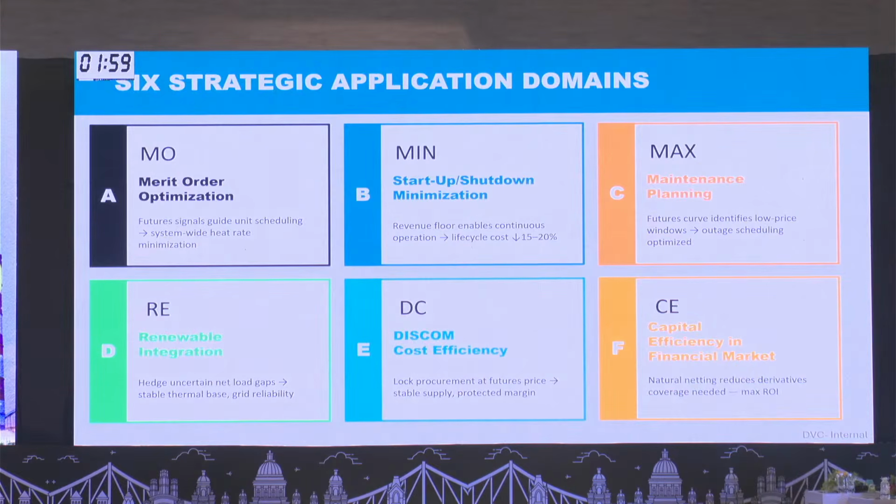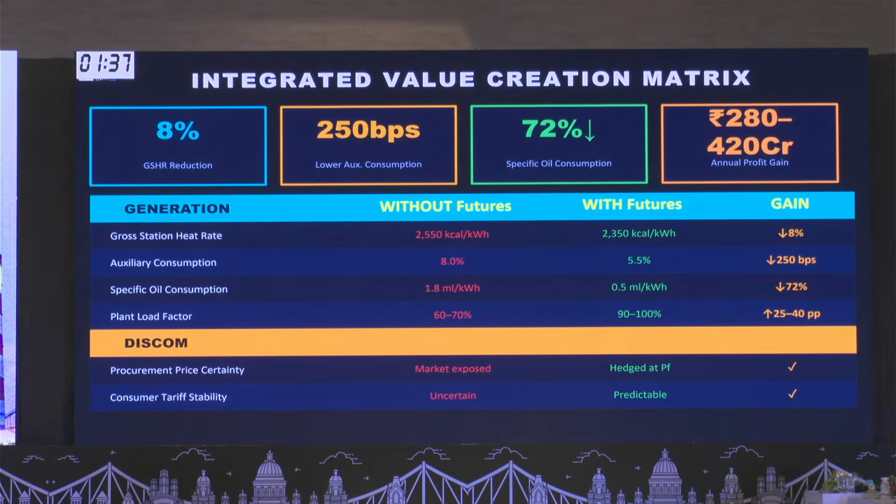Due to interest of time, I am cutting short my presentation. Apart from that, we will ensure other benefits: merit order dispatch, startup-shutdown minimization, maintenance planning, and renewable integration, which is the main challenge today. That is also optimized, and discom cost efficiency and capital market efficiency will also be ensured. And we have seen by simulation that the gross station heat rate has reduced by 8%. We have seen 250 basis points, that is 2.5%, reduction in auxiliary consumption, and a 72% reduction in specific oil consumption.